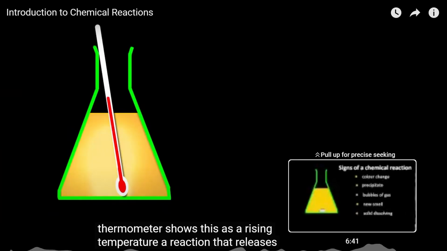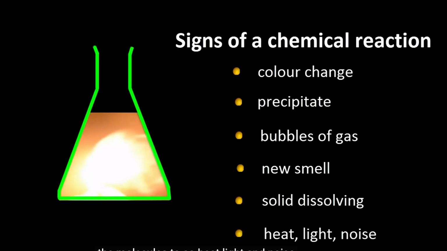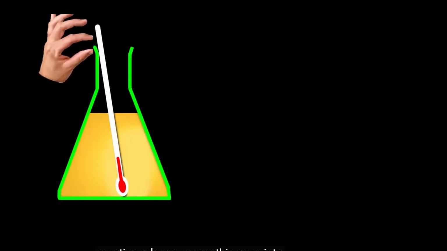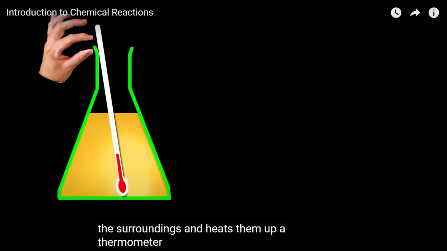Oh, I'm going to go back a little bit. Okay, so if the bonds, this is number 11, if the bonds in a reaction release energy, this energy goes into the surroundings and heats them up. What will the thermometer show? An increase in temperature. And a reaction that releases energy is called what? Exothermic, yes.